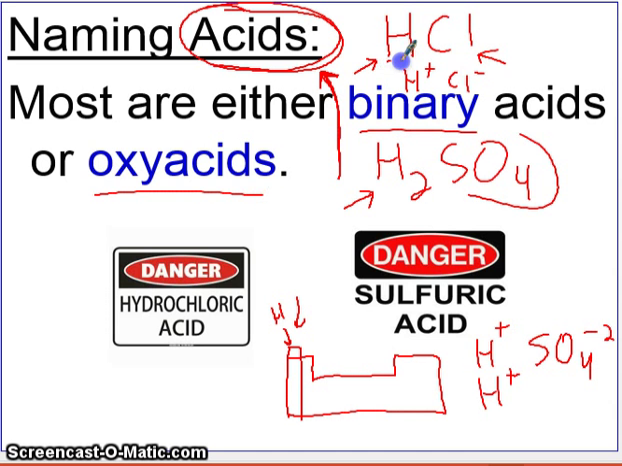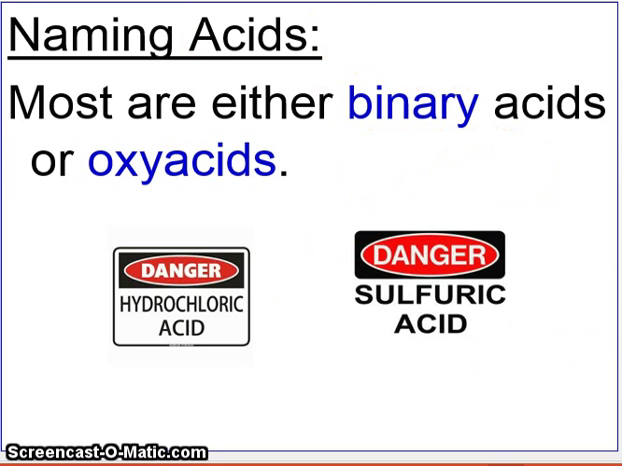So binary is actually this guy right here, and binary because you only have 2, hydrogen and just 1 other element. And then oxy acids, you can probably guess from the prefix oxy, these are the ones that have oxygen in them. And in fact, they're based on polyatomics. So your famous oxy acid is sulfuric, this guy right here. And incidentally, this is my favorite acid, if you wanted to know. Sulfuric acid is my personal favorite acid. So here are the rules for naming them.